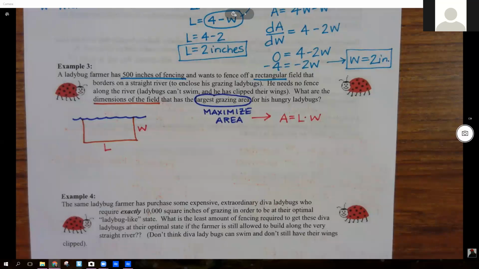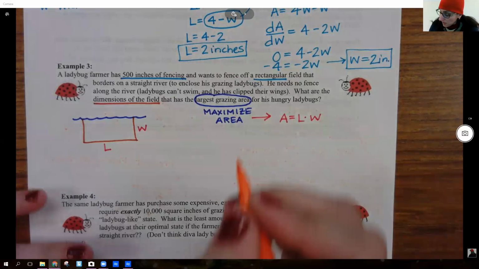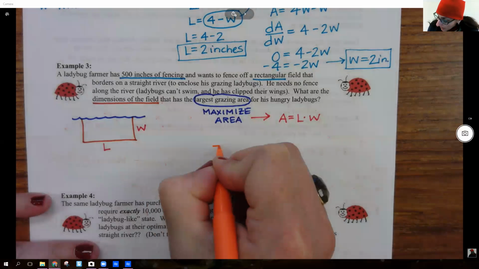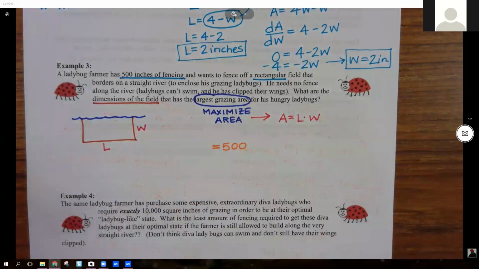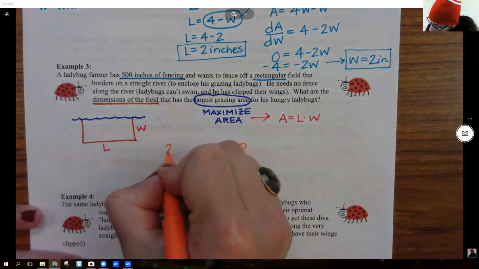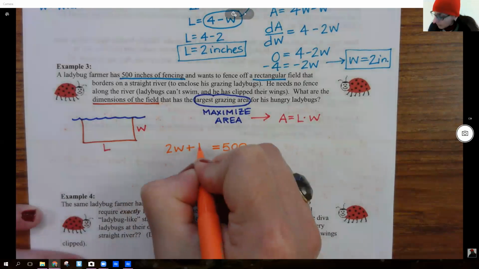2L plus 2W equals 500. You're very close. We definitely need the equals 500. Oh, because of the river. So it would just be 2W plus L. Right, good. 2W plus L.